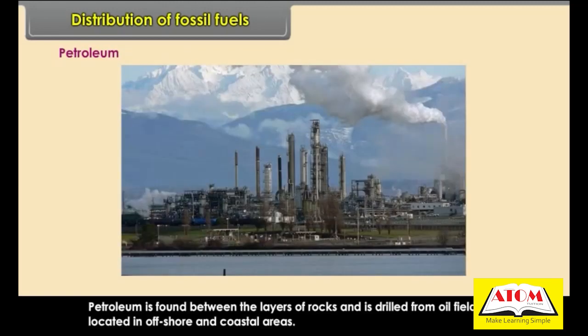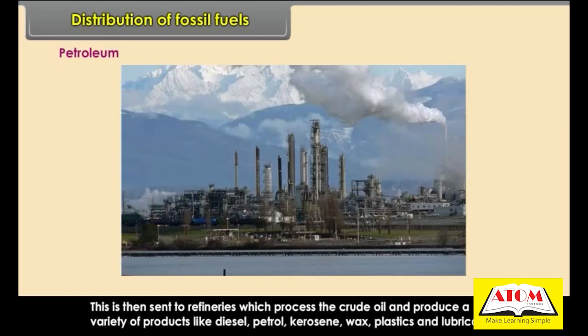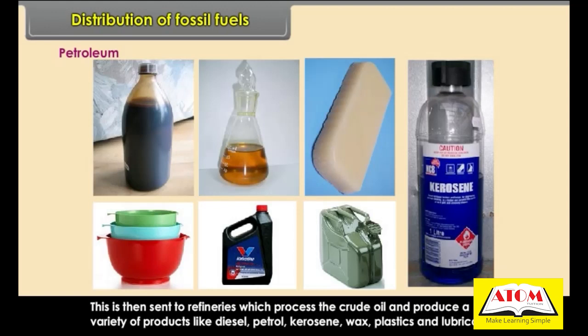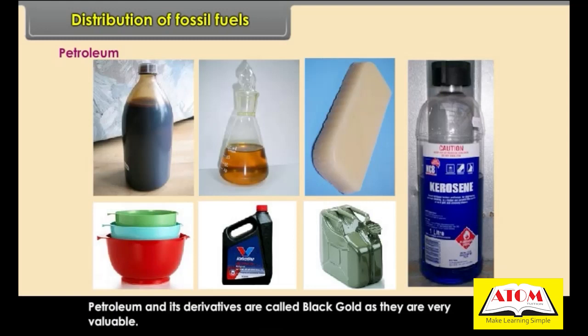Petroleum. Petroleum is found between the layers of rocks and is drilled from oil fields located in offshore and coastal areas. This is then sent to refineries which process the crude oil and produce a variety of products like diesel, petrol, kerosene, wax, plastics and lubricants. Petroleum and its derivatives are called black gold as they are very valuable.